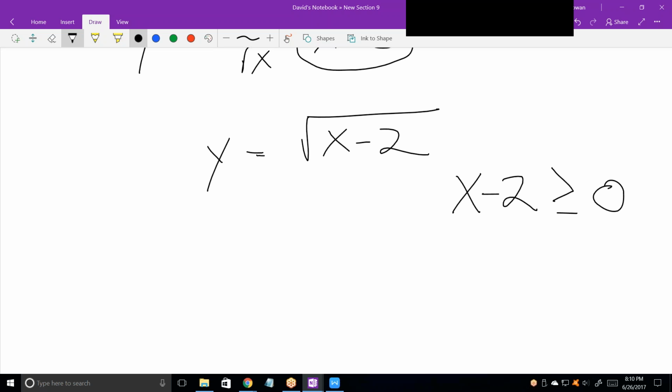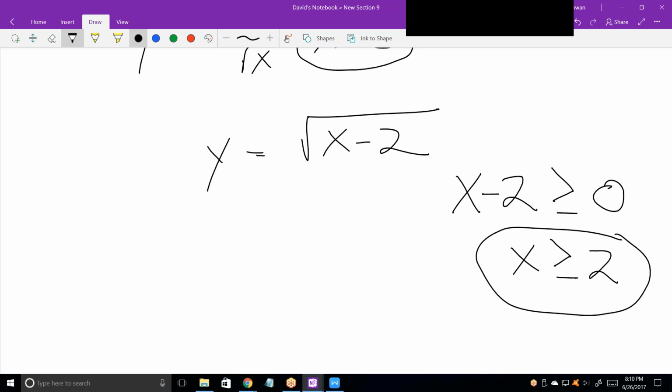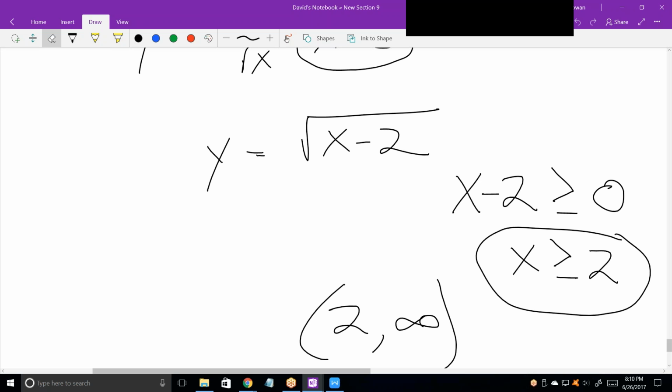Okay, and now we're going to solve that inequality. Give me the solution to this inequality. X is greater than or equal to 2. There's your answer. That's the domain. And again, if I wanted to write that in interval notation, I would write it like this. The only difference is in this case, instead of a parentheses, I use a bracket.